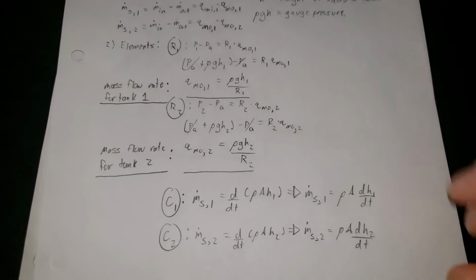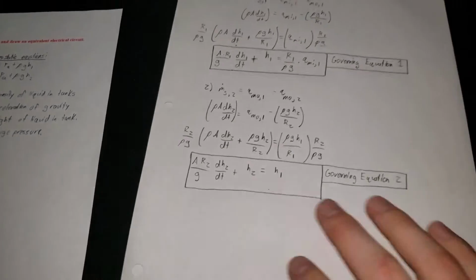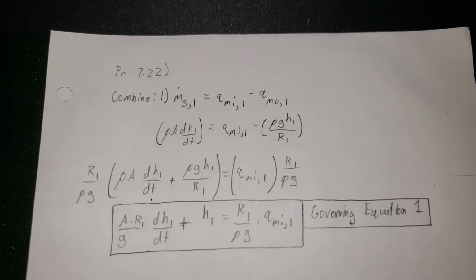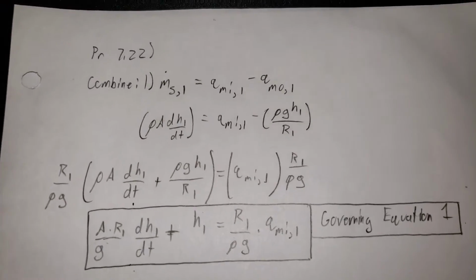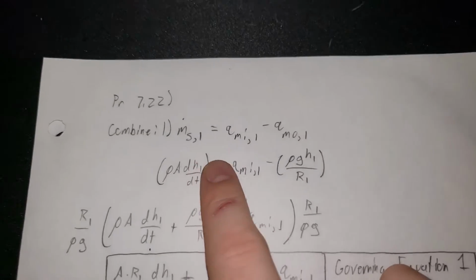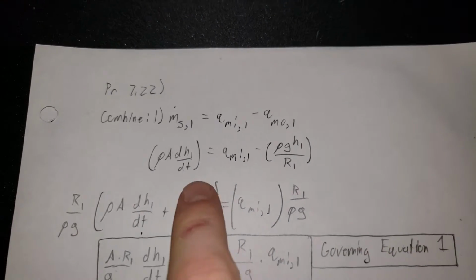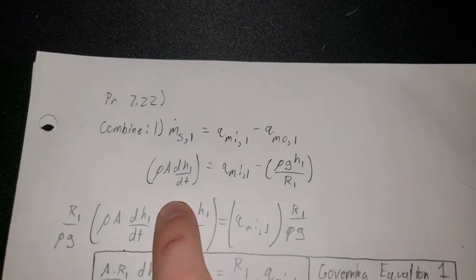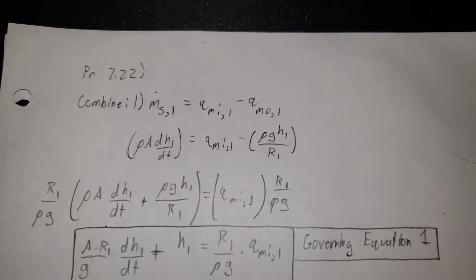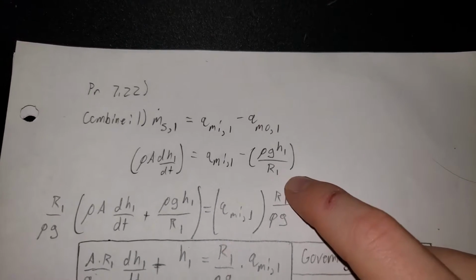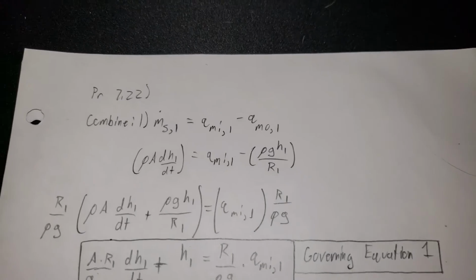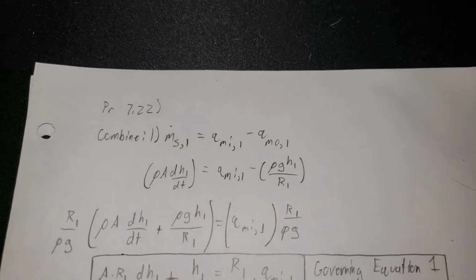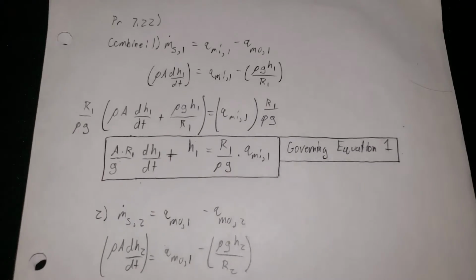So we'll take all of these elements and combine them together from the mass conservation equations that we laid out at the beginning of the problem. So we can see that this is our first mass conservation equation, which we know that m-dot S1 is from the prior page, which will become this, and QMO1 is going to be rho g h1 all over R1. We can rearrange this into this form and then multiply both sides by R1 divided by rho g to get our first governing equation.